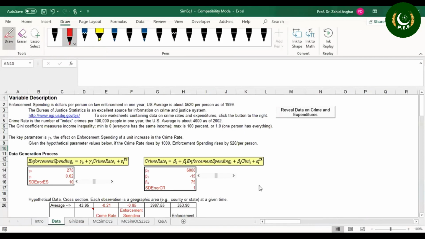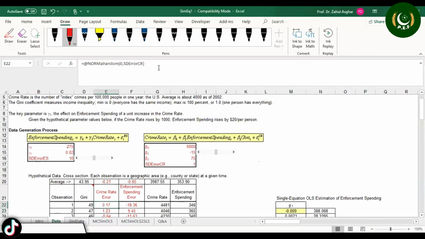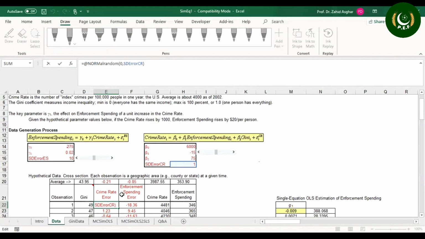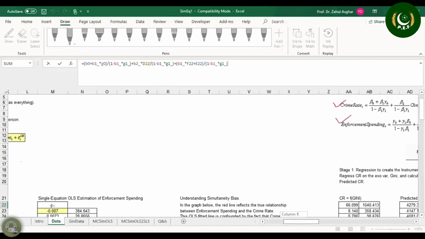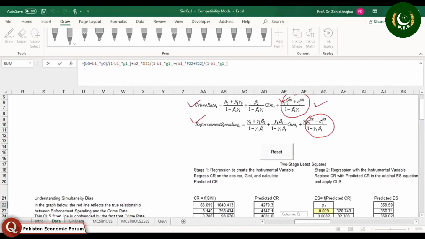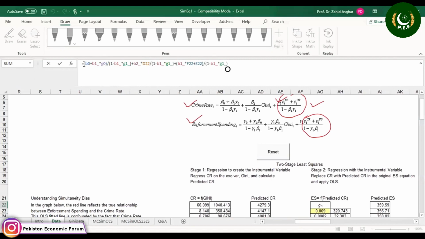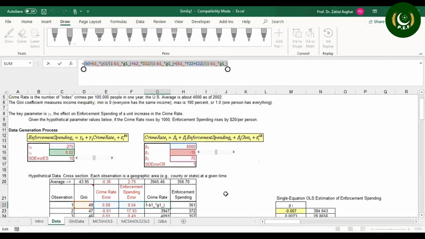We have this data and we have this gamma naught, gamma 1, standard error and all that. Now you see we are basically generating standard errors here. This is based on one standard deviation and the standard error related to epsilon for enforcement spending. And this is the same equation which we have calculated here: enforcement spending is equal to gamma naught over gamma 1 and all that. If you look in the formula bar, you will see the same thing, gamma 1, beta 1 and all that. So we have used different values of gamma 1, beta 1 and all that.